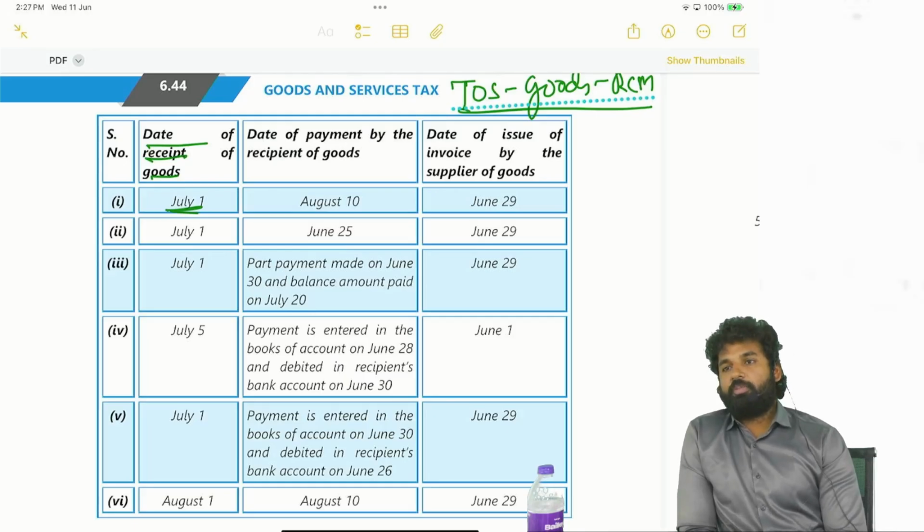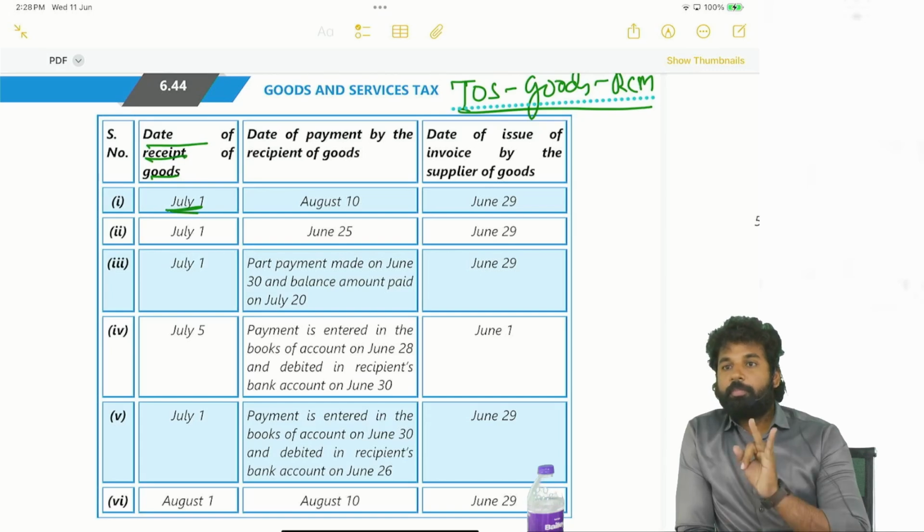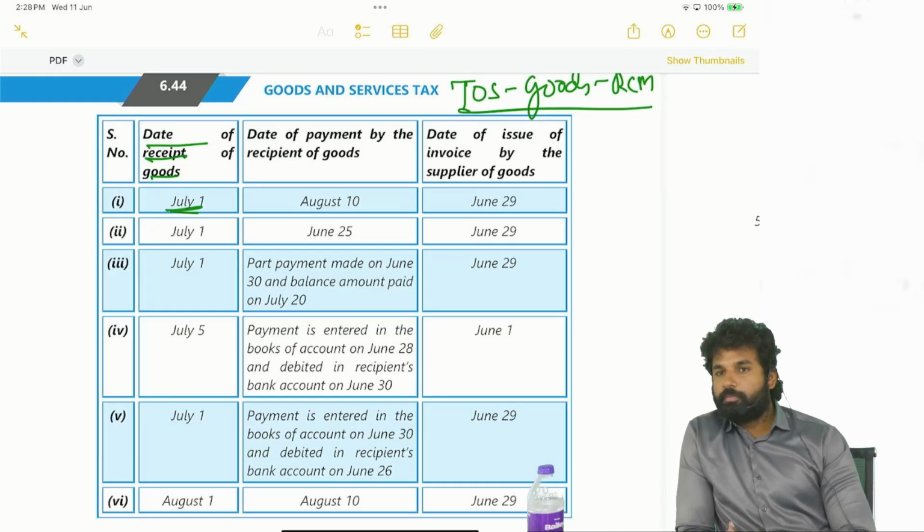Reverse charge mechanism, goods: time of supply will be the earliest of the date of receipt of goods, the date of payment, or the 31st day from the date of invoice. Date of payment means the date of debit or date of entry in the books of accounts. The 31st day is counted from the date of invoice, not from the due date of invoice. Due date of invoice is irrelevant here. Date of invoice plus 30 days, that's all.